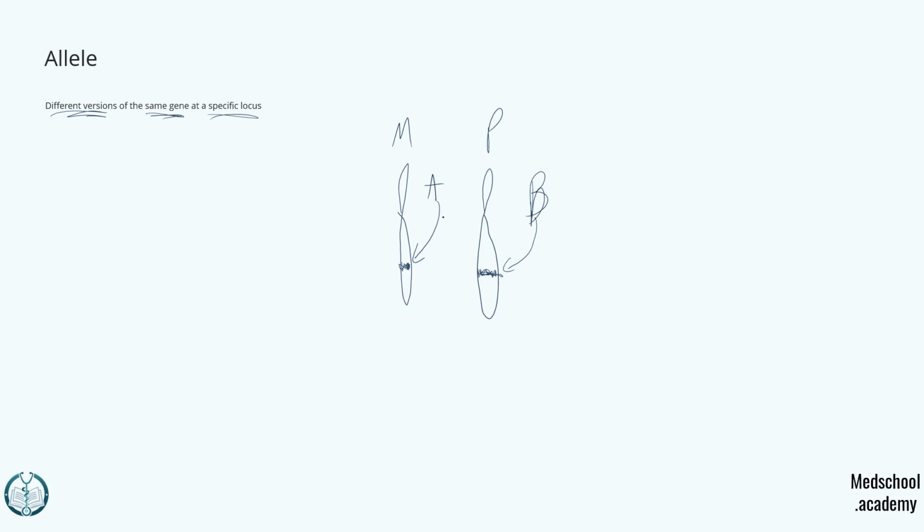So now let's say this is A and B. What is it called when they're different alleles of the same gene? That is known as heterozygous.